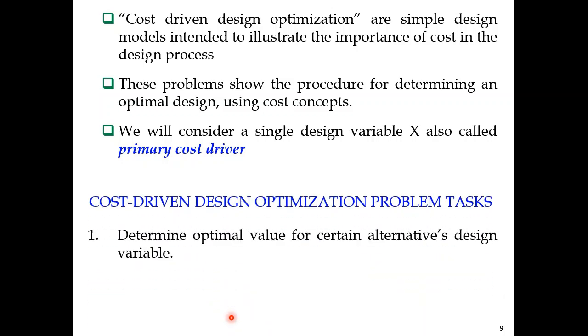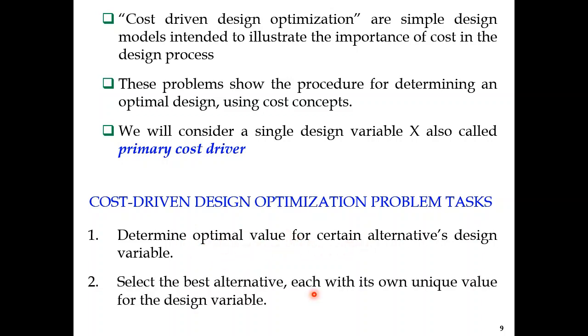So what are the cost-driven design optimization problem tasks? We first determine the optimal value for certain alternative design variables, and then we select the best alternative. These alternatives will have their own design variable values. Among those, we will select the alternative which minimizes the cost or maximizes the profit.